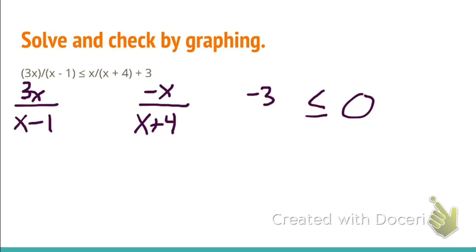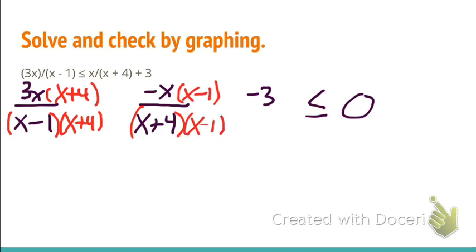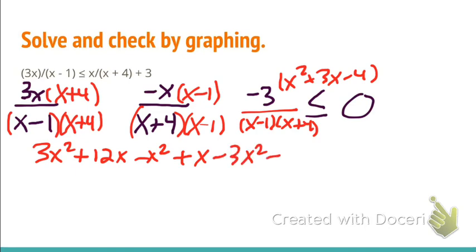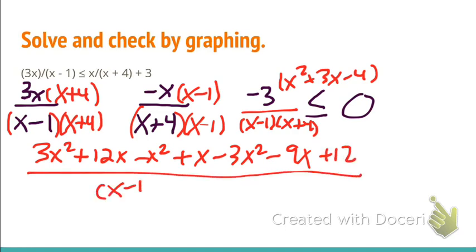So now let's get a common denominator. I'm going to multiply the top and the bottom here by x plus 4, and the top and the bottom on the other expression by x minus 1. And then here, I'm going to multiply the top and the bottom by x minus 1 times x plus 4. And that's x squared plus 3x minus 4 when you multiply it out. So then our numerator is going to be 3x squared plus 12x minus x squared plus x minus 3x squared minus 9x plus 12, all over x minus 1 times x plus 4, and that's going to be less than or equal to 0.